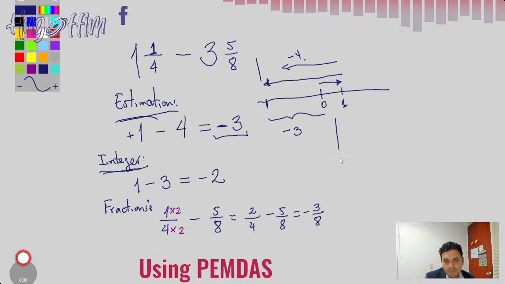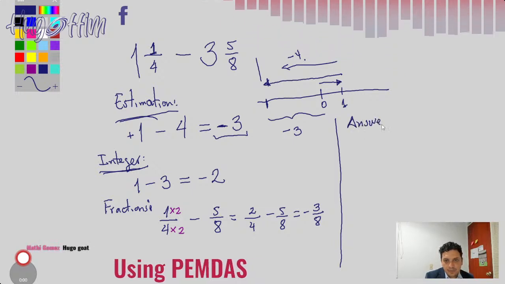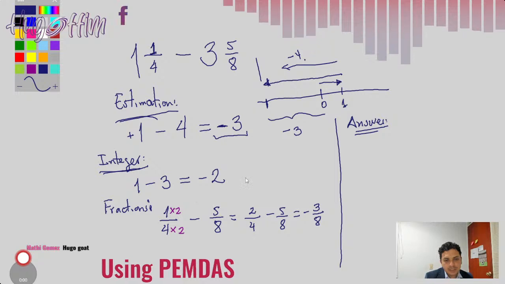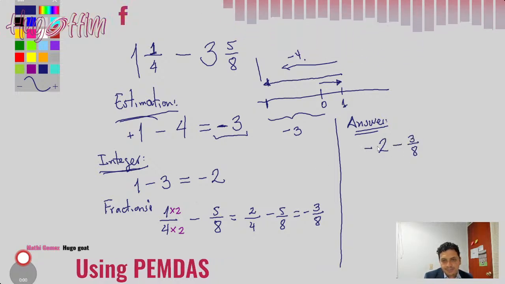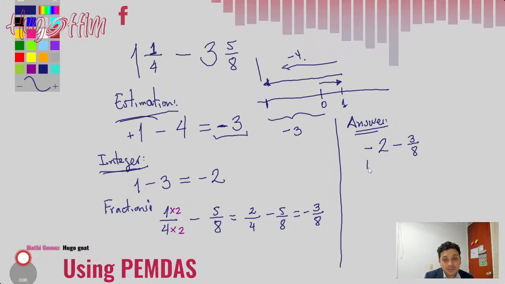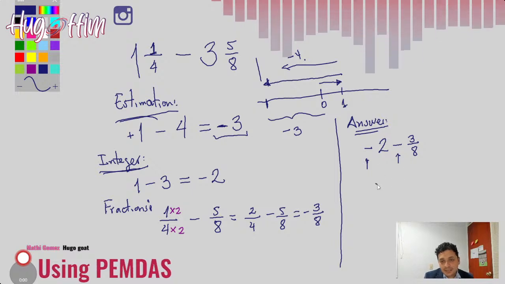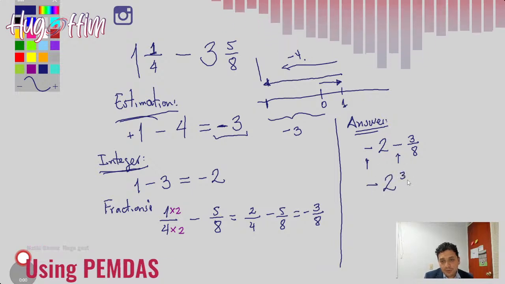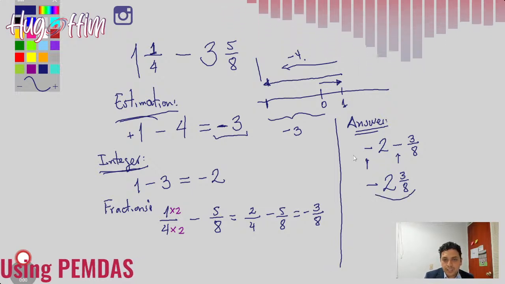So finally we can get the answer, and our answer is going to be -2 minus 3/8. As both have the same sign, -2 minus 3/8 can be written as -2 and 3/8. This is the way you can do this exercise.